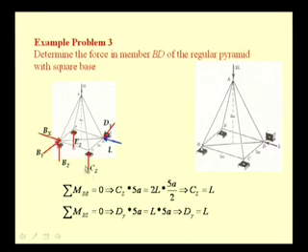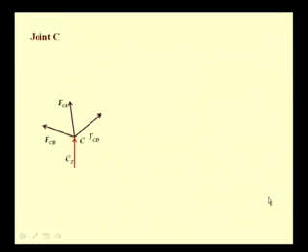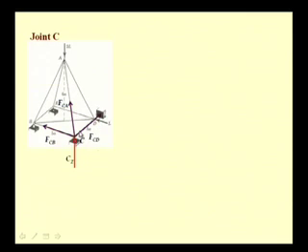Now, we can proceed to determine the force CD by considering the equilibrium of this joint C. Here you see the joint C with various forces, that is FCB, FCA and FCD. The direction cosines of these forces can be determined from the geometry of the truss.